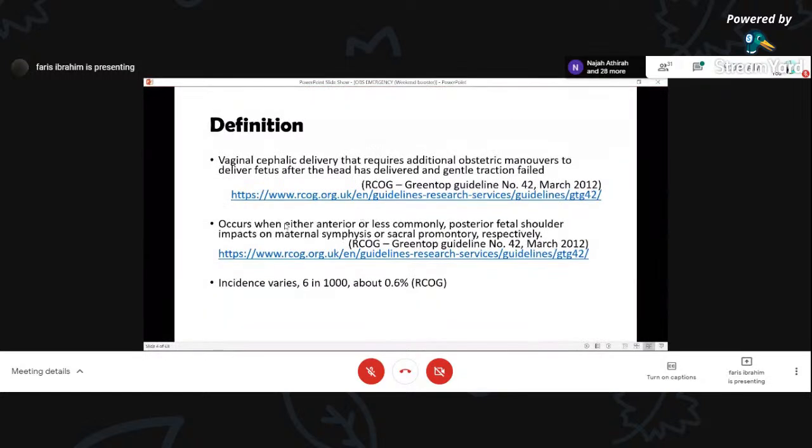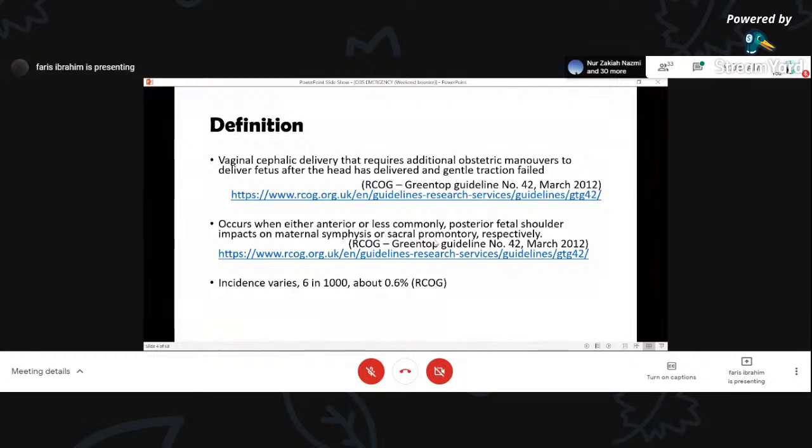So it can occur whether the anterior or the posterior fetal shoulder is impacted on the maternal symphysis or sacral promontory. So kalau you tengok anatomy kan, belah atas tu, just imagine the mother is currently in lithotomy position and you are the attending physician, so you akan ada dekat bawah kan, dekat celah kaki mother tu. So at the above is the maternal pubis, maternal symphysis pubis, and below is the sacral promontory.